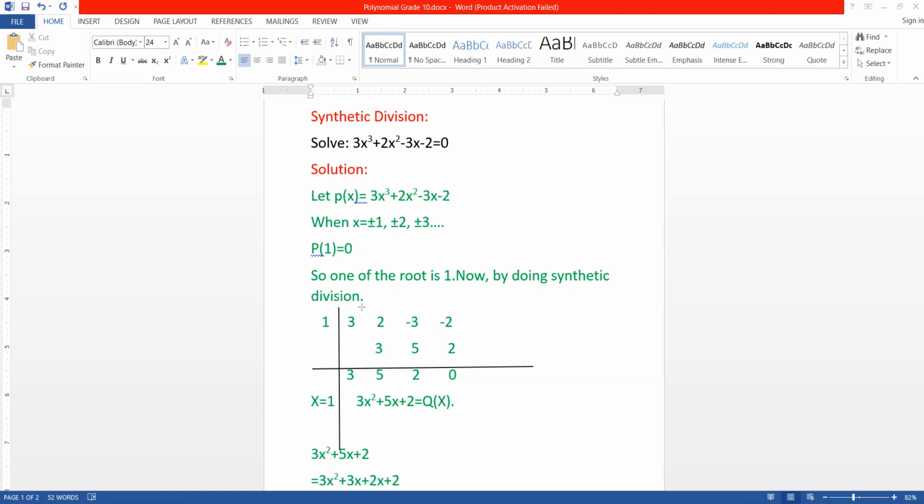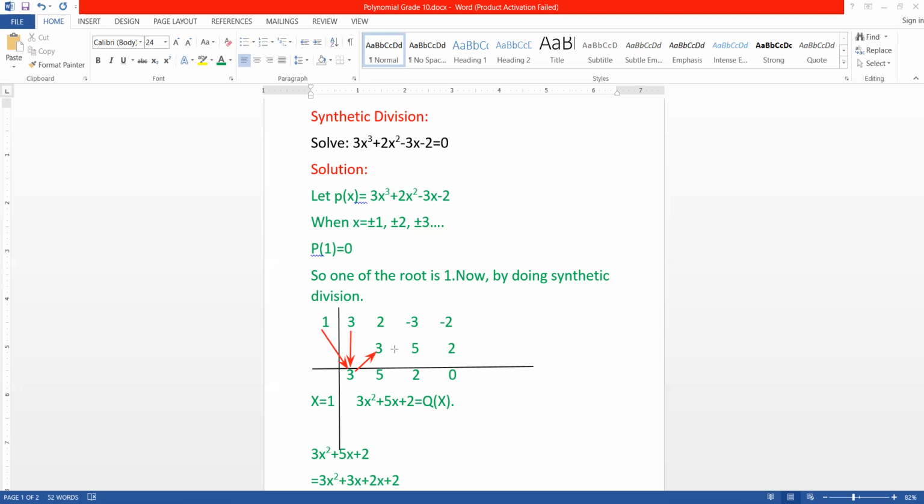Now let's start synthetic division from here. Since one of the roots, one of the values of the variable x, is 1, we have to write 1 here, in this format, and I'm going to show you how it is done. First of all, you have to copy the coefficients. The coefficient of x cubed is 3, the coefficient of x squared is 2, the coefficient of x is minus 3, and finally the constant is minus 2.